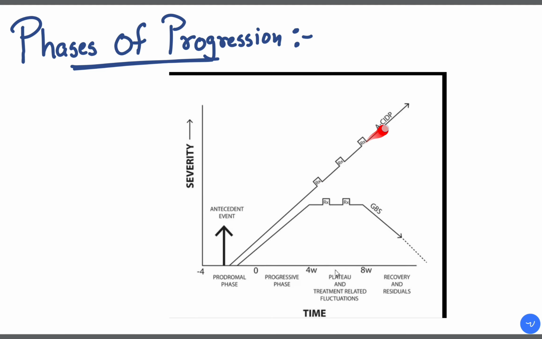This is the phase of progression in case of CIDP, which is chronic inflammatory demyelinating polyneuropathy, which is also a differential diagnosis for GBS. But here, as you can see, after 4 weeks, there is still ongoing worsening of symptoms. Okay, so that you must keep in mind.